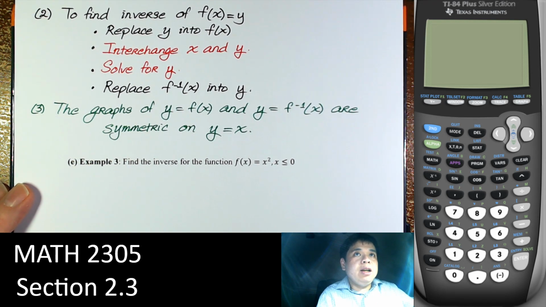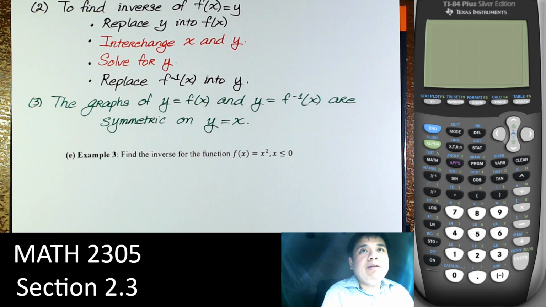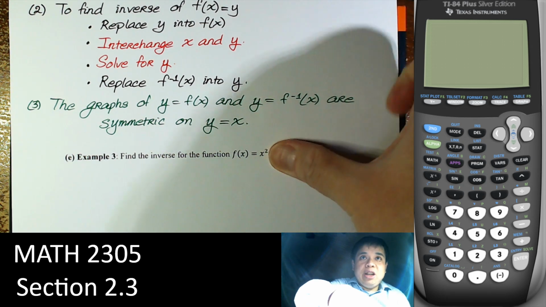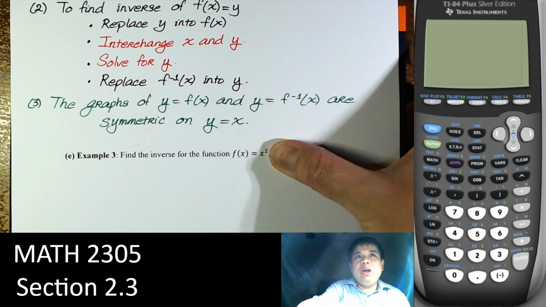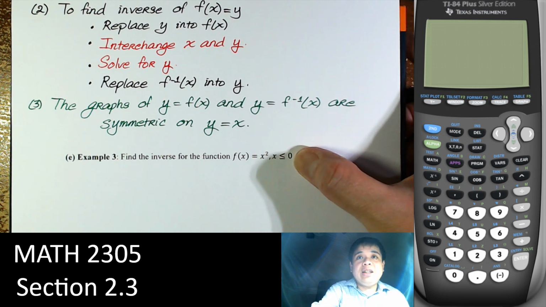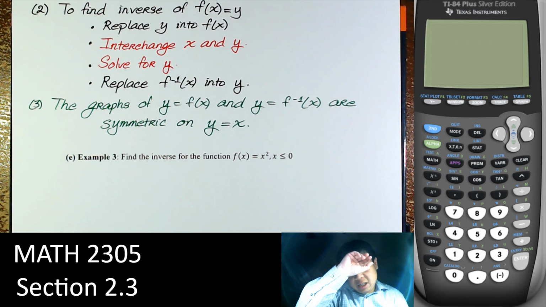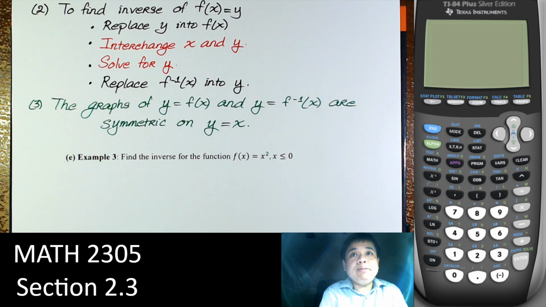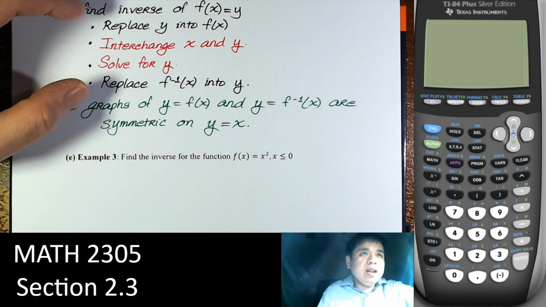Next, find the inverse for the function f of x equals x squared for x less than or equal to 0. Notice that if we don't have that condition, then that could not be a one-to-one function. Therefore, there would be no inverse. So we add that condition to guarantee that there will be an inverse. We'll look at that in a little bit. So how do we find the inverse? Well, those are the steps.